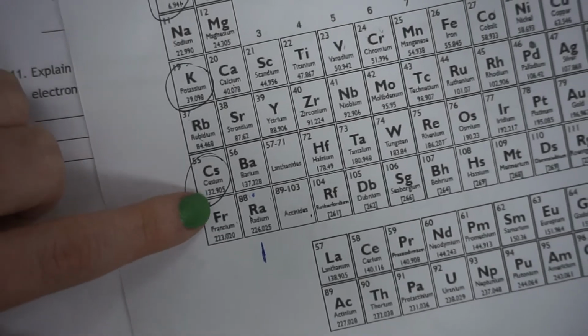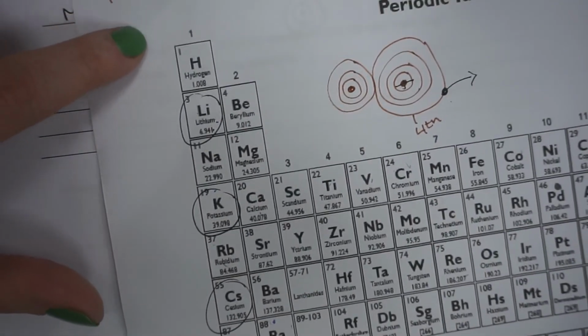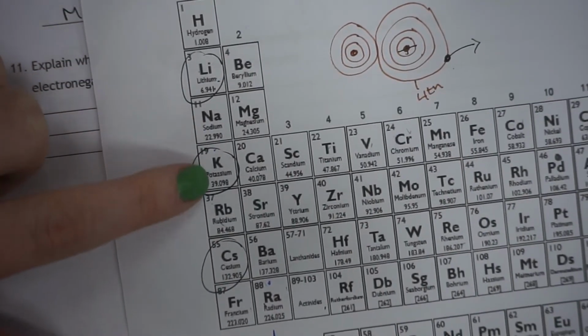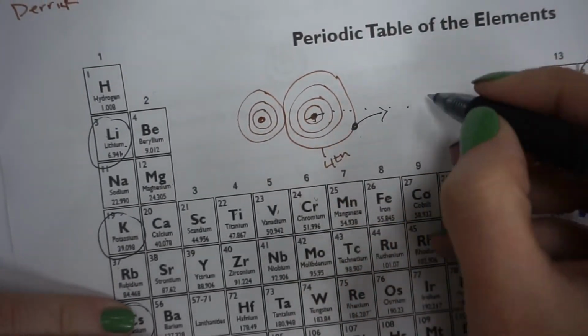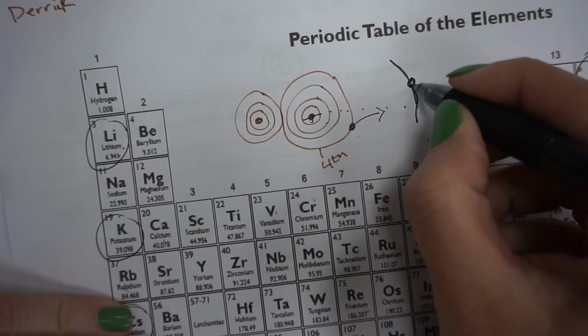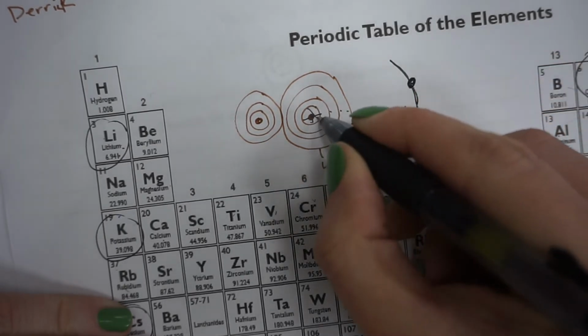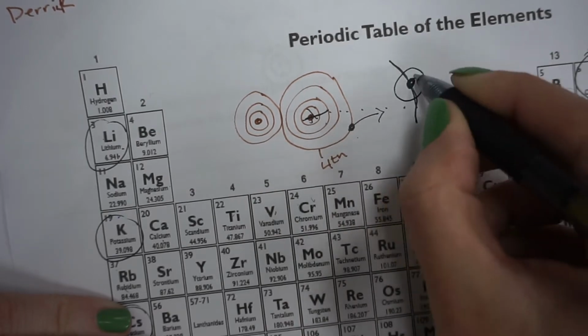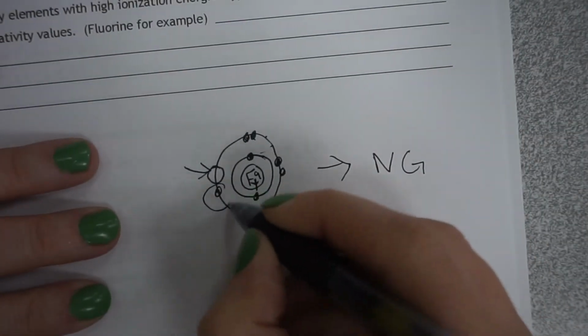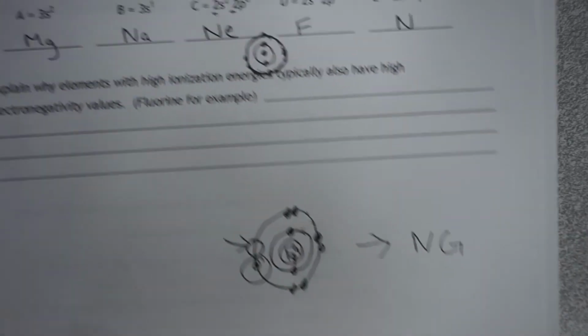Francium has lots of energy levels. It has 1, 2, 3, 4, 5, 6, 7 energy levels, 7 of these circles. So the outside electrons are way out there. This positive charge doesn't have as much of an effect on this electron as fluorine's would on its electron. So that's really why.